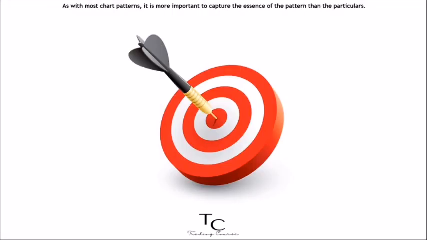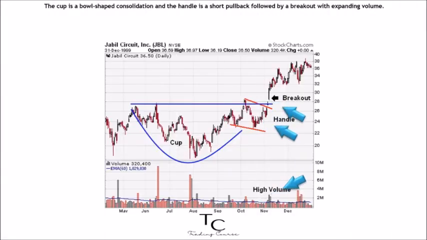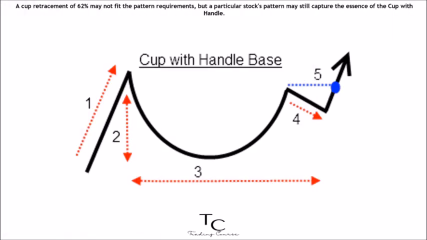As with most chart patterns, it is more important to capture the essence of the pattern than the particulars. The cup is a bowl-shaped consolidation and the handle is a short pullback followed by a breakout with expanding volume. A cup retracement of 62% may not fit the pattern requirements, but a particular stock's pattern may still capture the essence of the cup with handle.